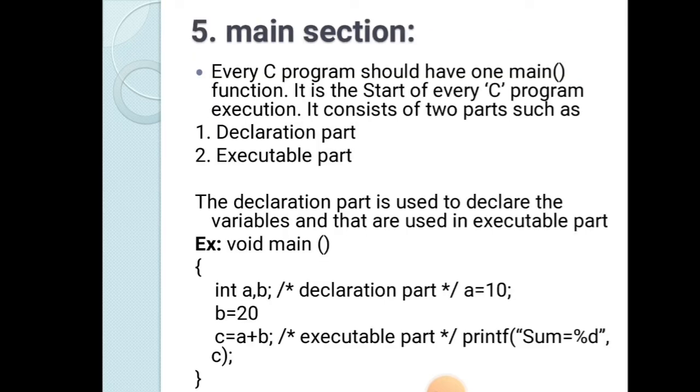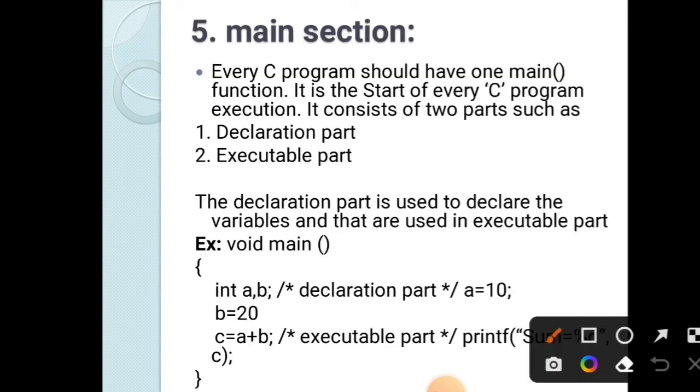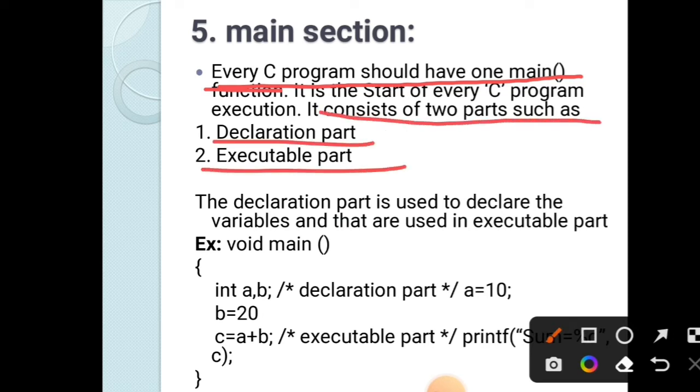Next one is the main section, a very important section. Every C program should have one main. Every C program must contain one main section because C program execution starts from the main function. It consists of two parts.